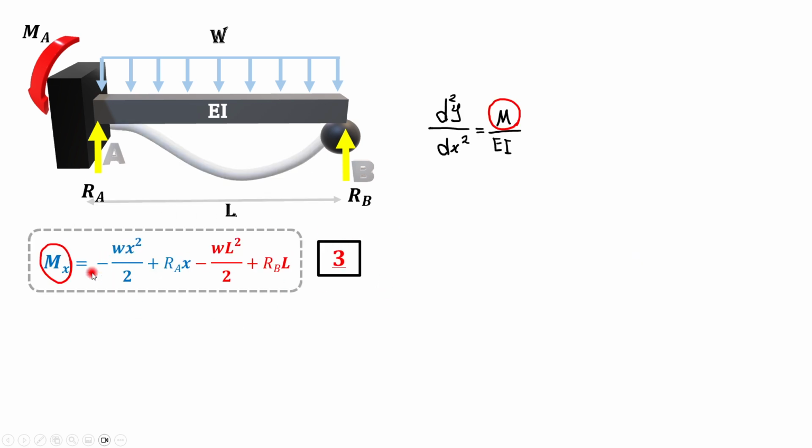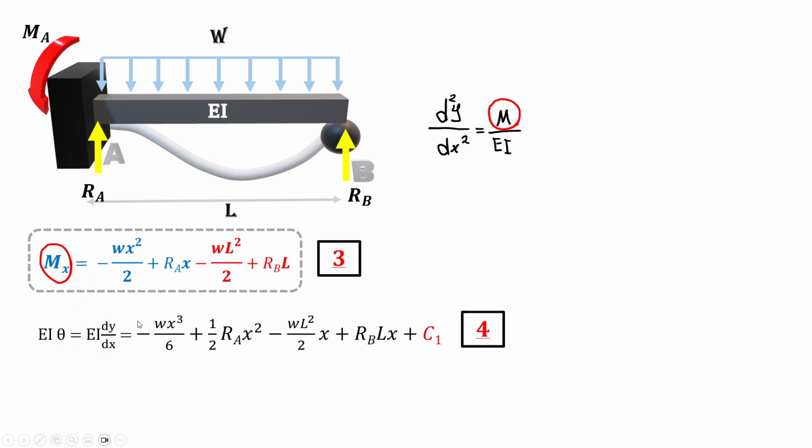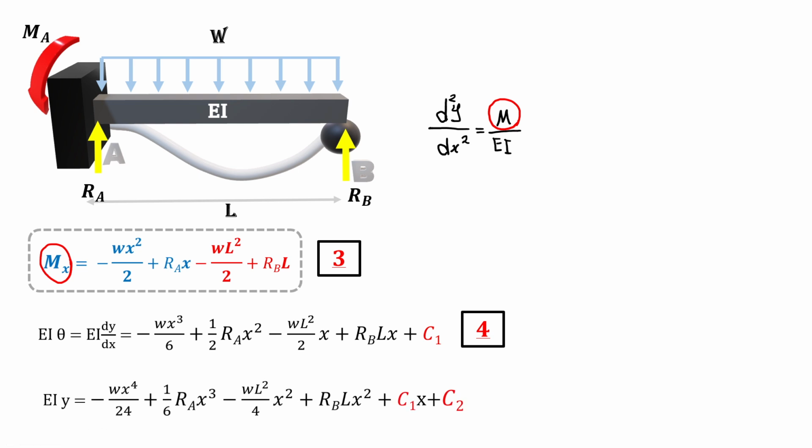This is our third equation, and we know from mechanics of materials that d squared y over dx squared is equal to M over EI. If we integrate the moment equation, we can get to this equation, and we call it equation 4. If we integrate it once more, we can get to the equation of EI times delta. And how do we know this?